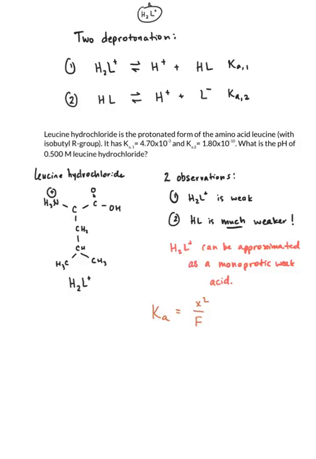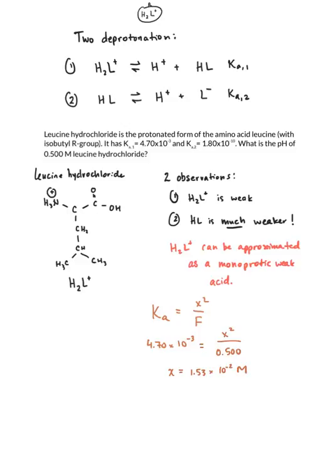Our X is the approximate amount of H plus cation in solution produced primarily from leucine hydrochloride, and F is our formal concentration. So plug in the numbers that we have from our problem above, 4.7 times 10 to the minus 3. This is our Ka1. That's equal to X squared, our hydrogen ion concentration from leucine hydrochloride, over our formal concentration of the substance, 0.5 molar. Solving this equation for X, we get 1.53 times 10 to the minus 2 molar.